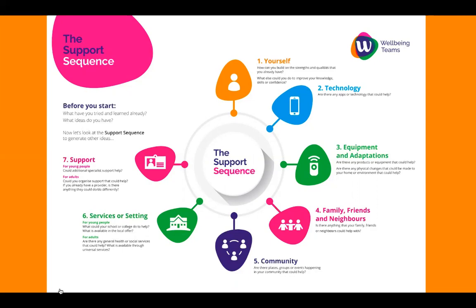And when we think about this for young people, it's what could the school or college do to help and what's available in the local offer in the UK. And for adults, are there any general health or social services that could help and what's available through universal services. And universal services are the services that are available to all of us. And finally, number 7, for young people, is there additional specialist support that could help? And for adults, could you organise support that could help, which could be through an existing provider, a new provider?